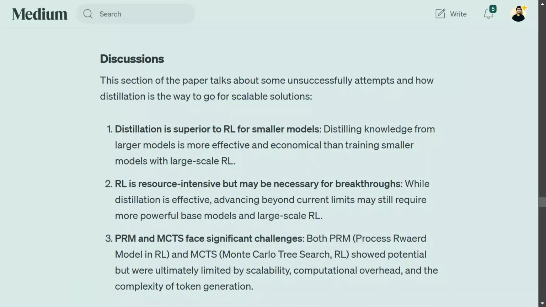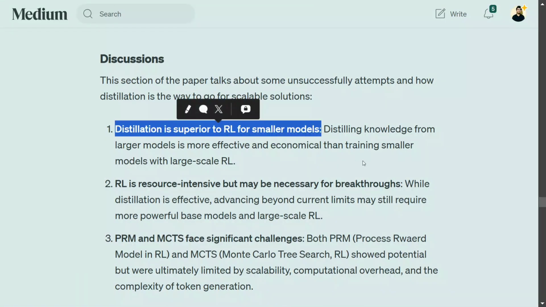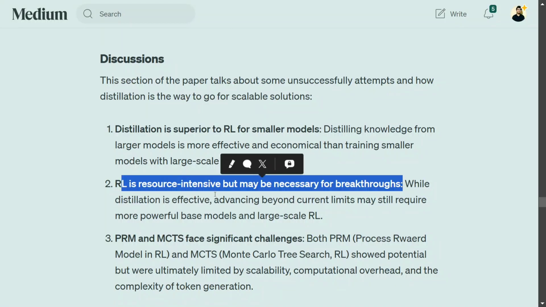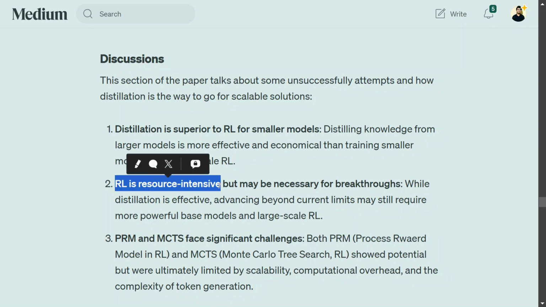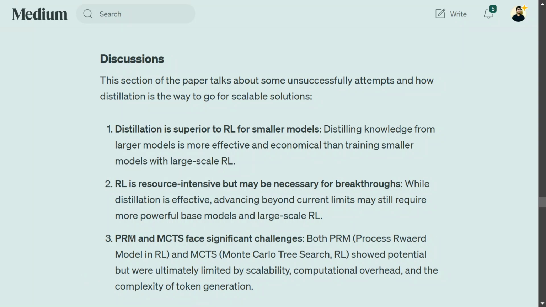So one thing that the team has mentioned is that distillation is superior to RL for smaller models. So if you're using a very small model, reinforcement learning is not the key, but knowledge distillation is. Reinforcement learning is resource intensive but may be necessary for breakthroughs. While distillation is effective, advancing beyond current limits can happen using reinforcement learning only, and certain algorithms like process reward modeling and MCTS, which are getting used in other models, showed potential but were ultimately limited by scalability. So one thing that I'm assuming is that scalability is still an issue. As we mentioned here also, RL is resource intensive, and for PRM and MCTS algorithms, the same case they are saying.